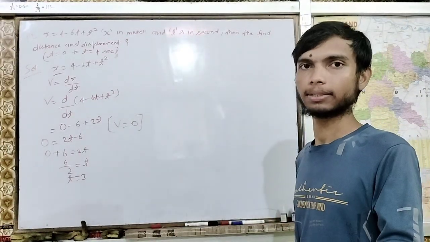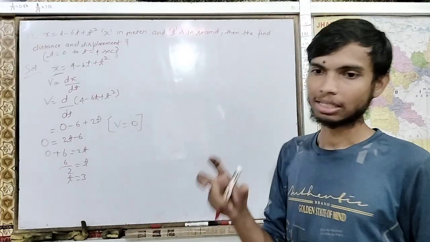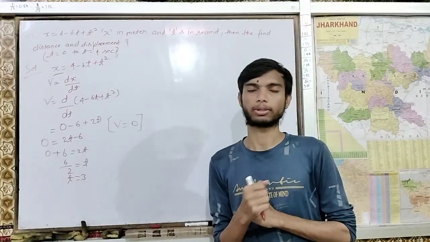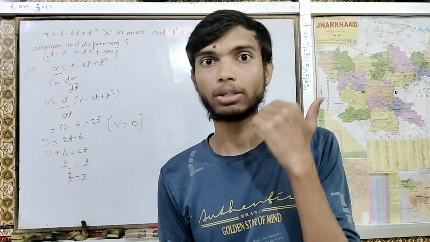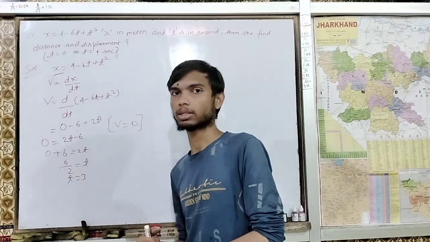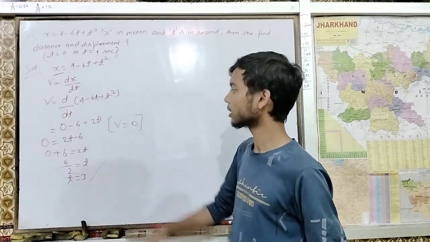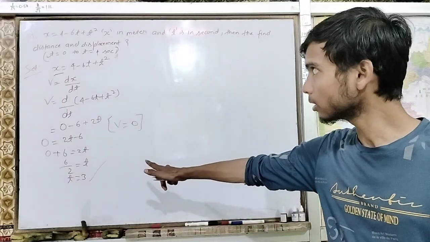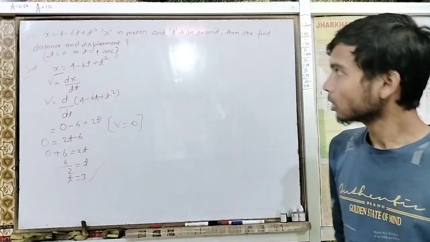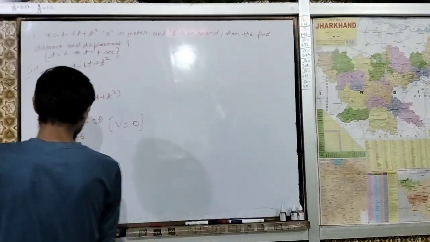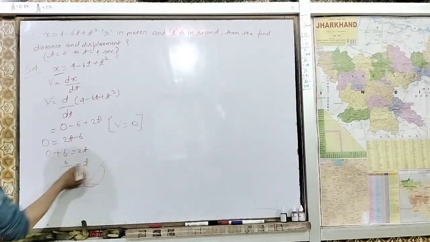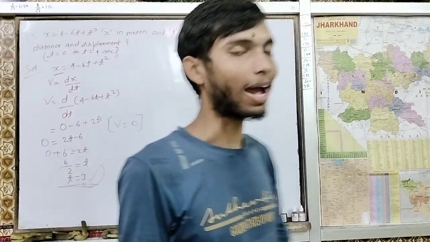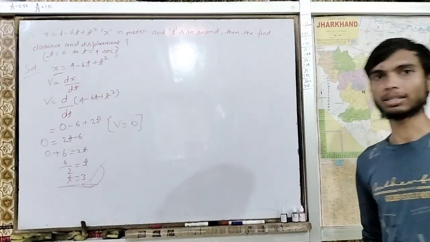Now try to understand this answer. At 3 seconds, velocity is becoming 0. Of course, the object is coming to rest at t equal to 3 seconds. Till here, did you understand? Now, if t is equal to 3 and you substitute the value in this equation, of course you will get the value of x. So x is nothing but just displacement.